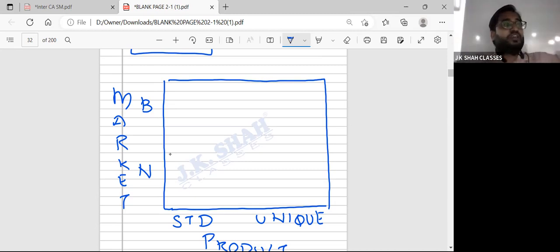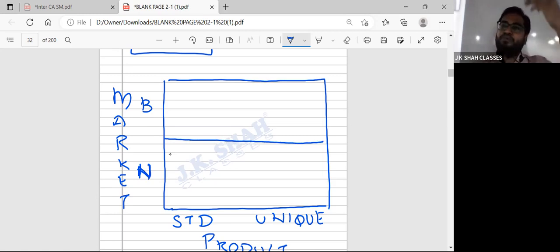Someone who is staying close to our vicinity, close to our locality. You all understood this? This is narrow market. So when you focus on selling your product to a specific group of customers, either in a geographical location or business-wise, you are serving which market? Narrow market. So here we have two rows: broad market, narrow market.